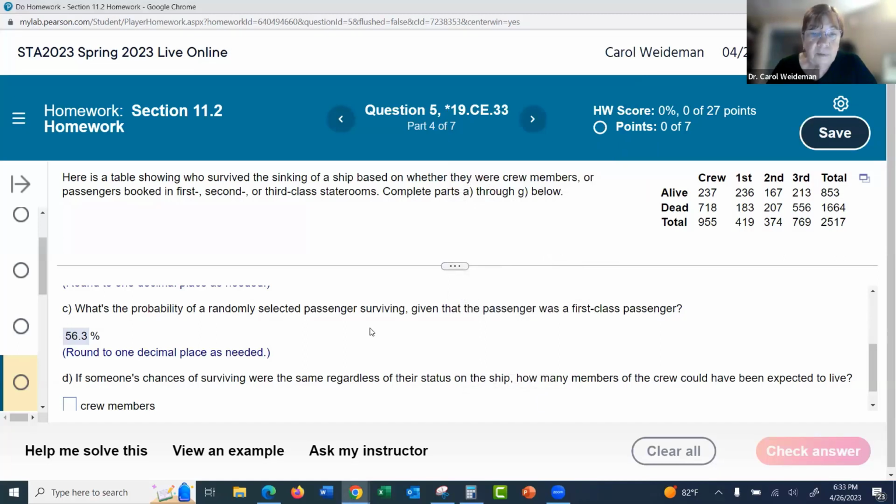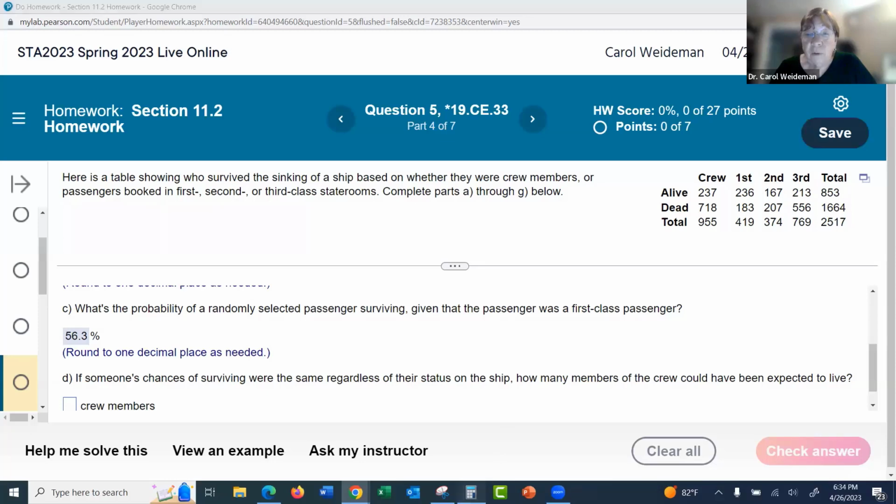All right, let's take a look at the next question, because the next question asks you, if the person's chances of surviving were the same regardless of their status on the ship, you want to find basically an expected cell count. How many members of the crew would be expected to live? So they're asking you now to find the expected cell count for the cell right here, that 237.